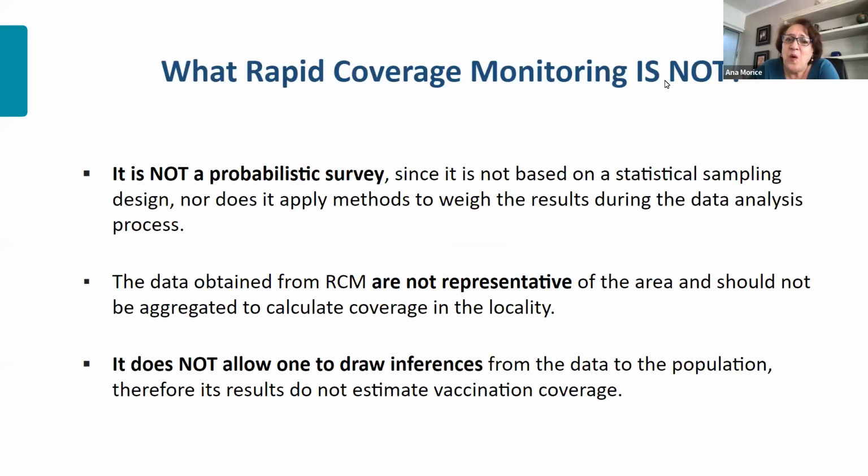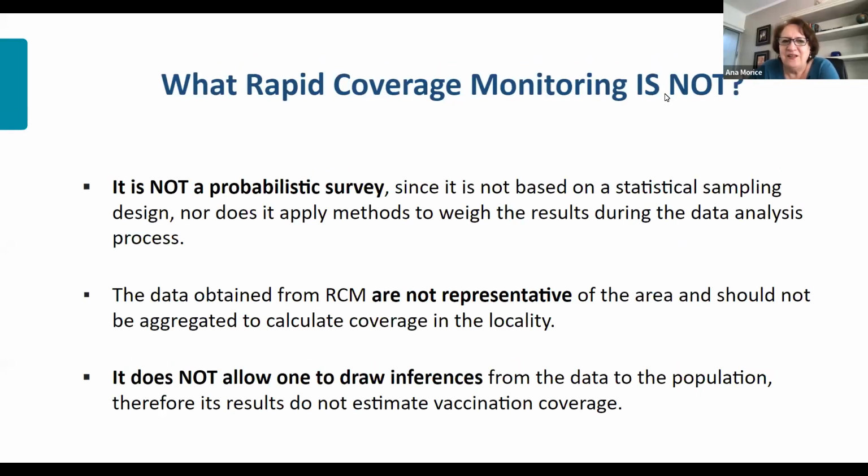But it's also important to know what is not rapid coverage monitoring. The first thing is that it is not a probabilistic survey, because it is not based on statistical sampling, and it does not weigh the results. So it's basically the information of the local area that the field teams are assessing. The data obtained by RCM are not representative of the area, and that's important to take into consideration. It should not be aggregated to calculate coverage in the localities, just the specific area that you are assessing. So it does not allow drawing inferences about the population. It's just to make local decisions in a very small area.